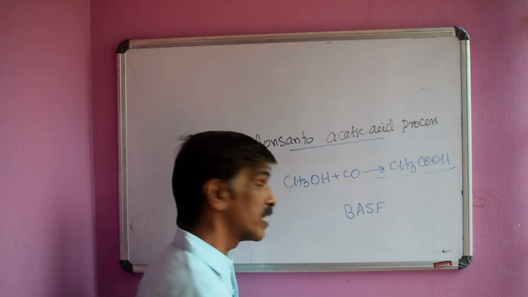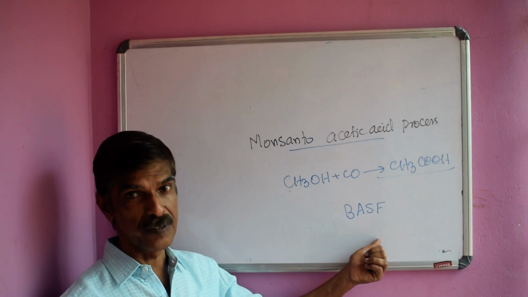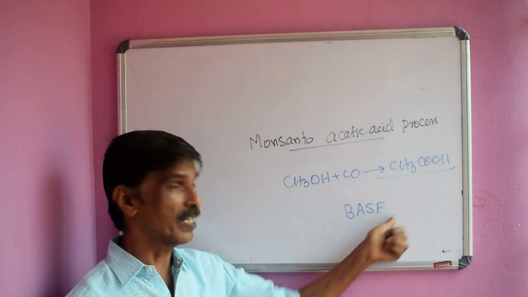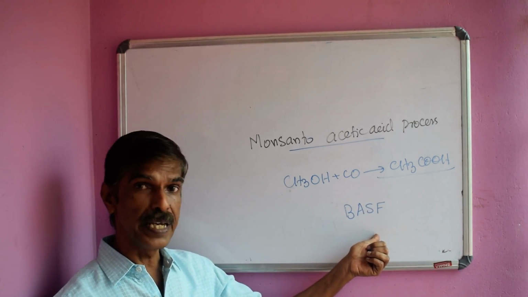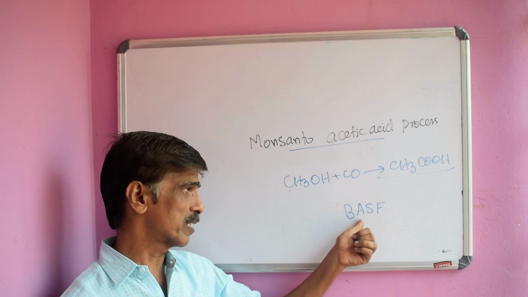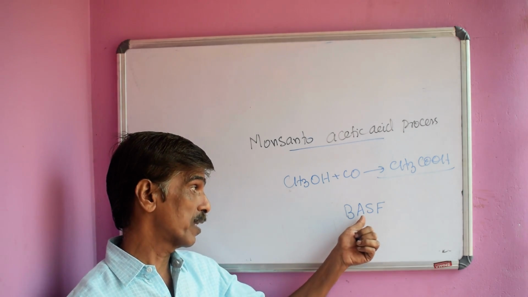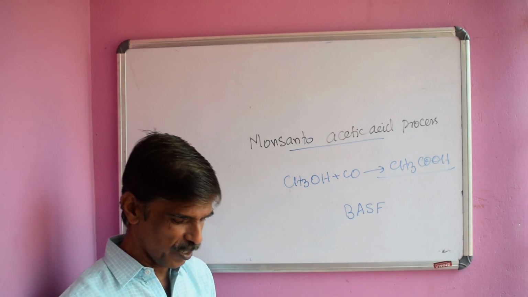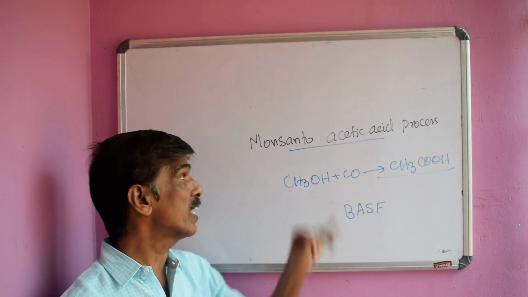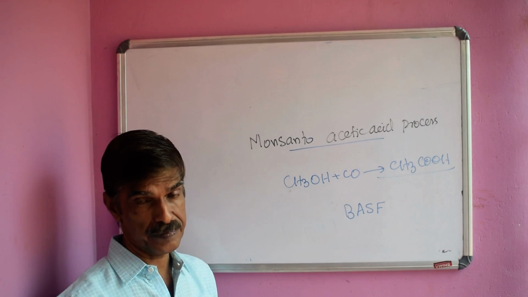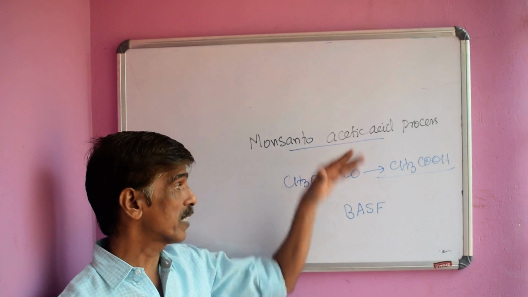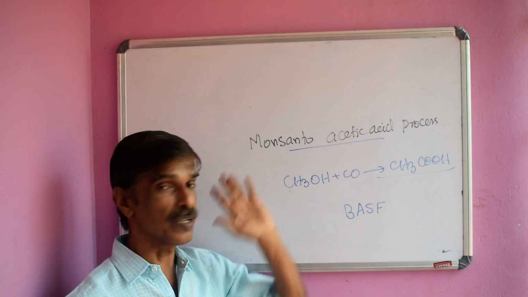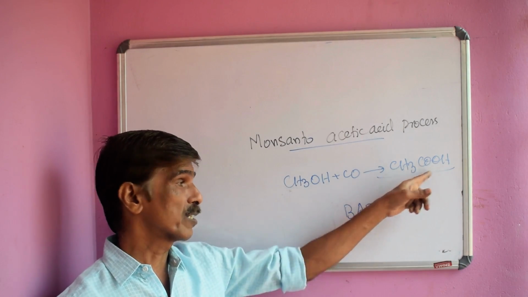It is the largest chemical manufacturing company in the world, the German chemicals company BASF. BASF originally developed this method for acetic acid, the carbonylation of methanol with the formation of acetic acid.